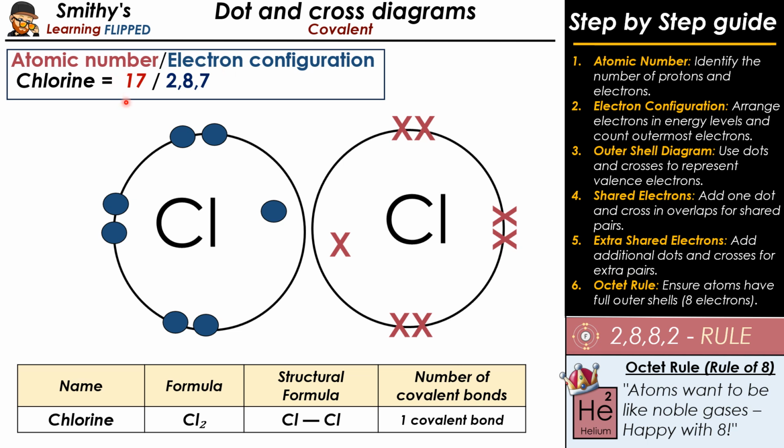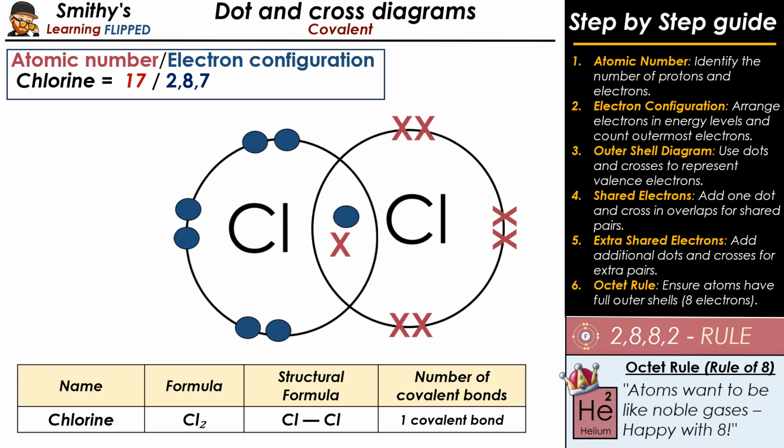Okay, so here's the answer for the problem we've just been looking at. We have 17 for its atomic number. We have 2, 8, 7 for its electron configuration. Underneath, if we take a look, obviously its name is chlorine, Cl2 telling us there's 2 atoms, which you were already given as the 2 circles. There's 1 covalent bond, so this tells us that there should only be 1 dot and cross in the middle of the Venn diagram. So let's have a look.